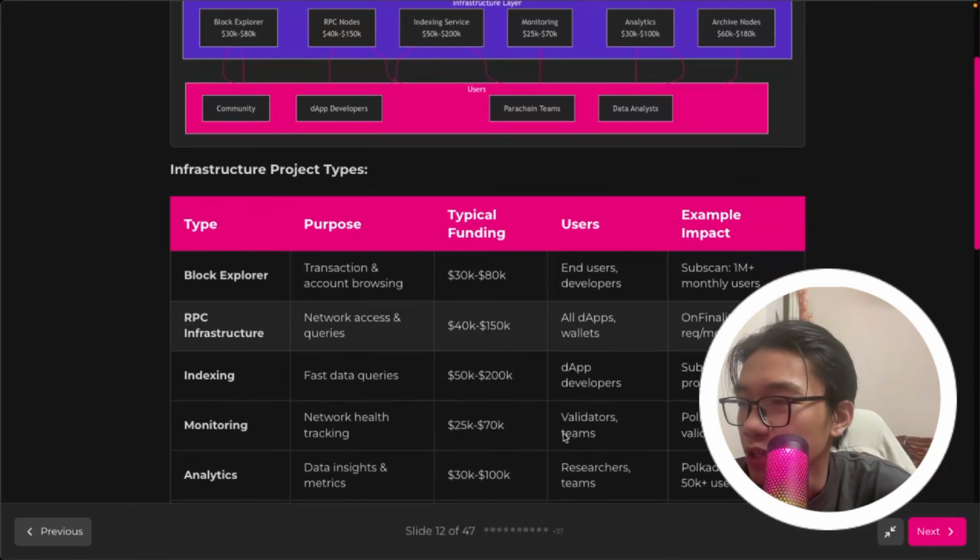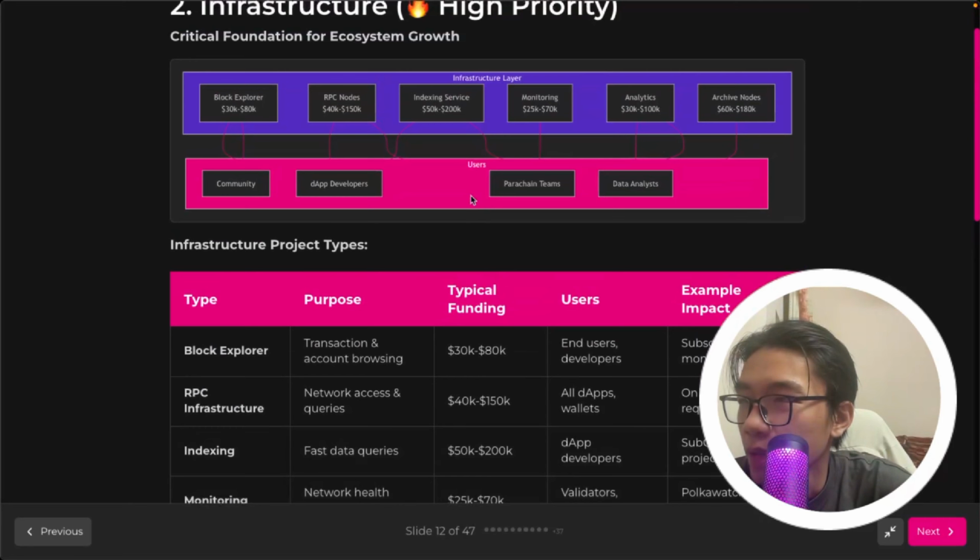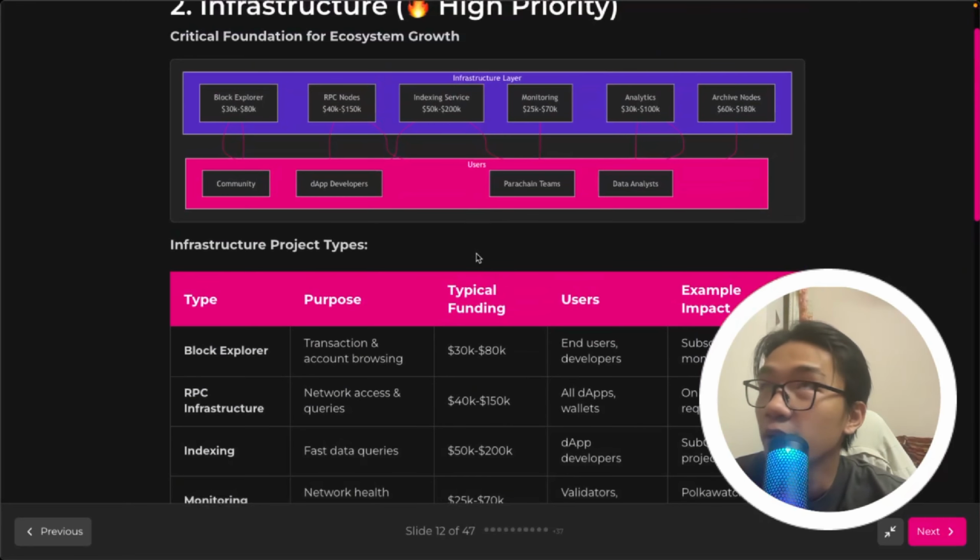Now for infrastructure, it's going to focus more on niches like block explorers, RPC nodes, indexing services, monitoring, analytics, and archive nodes. All these empower applications, the community, and also project teams running on top of the Polkadot ecosystem. So they are also in the medium priority as well.